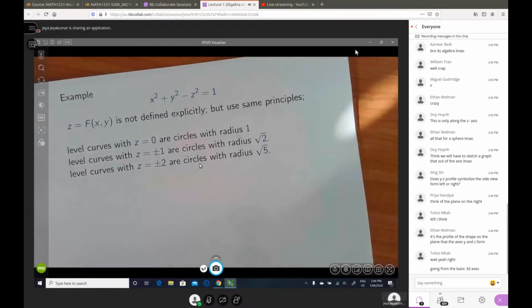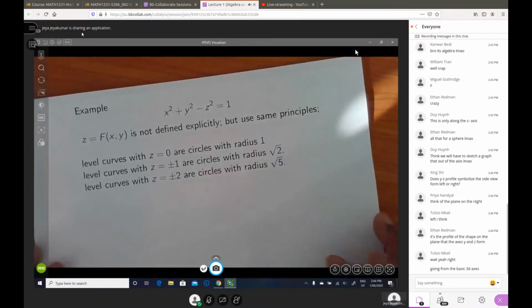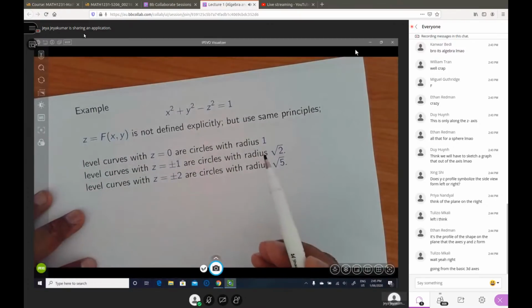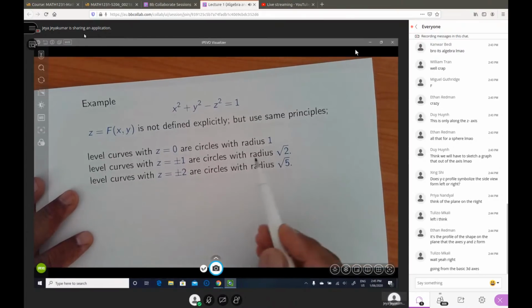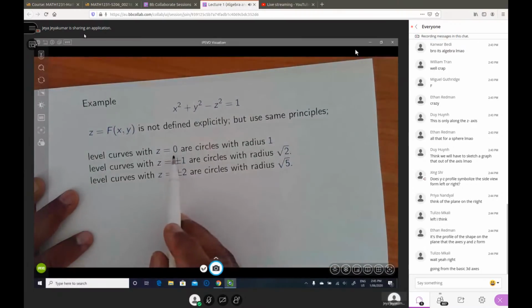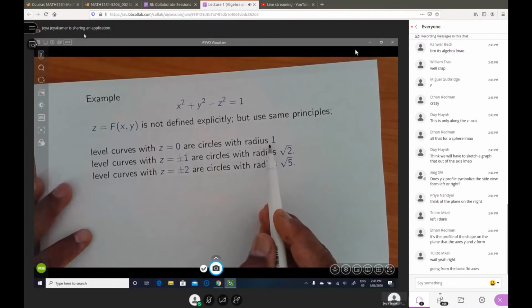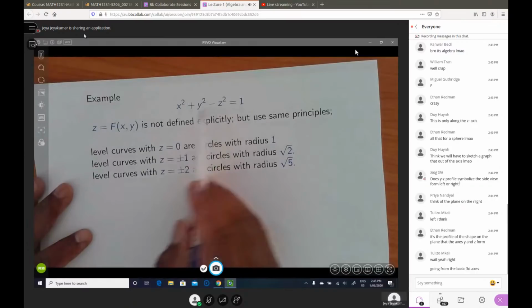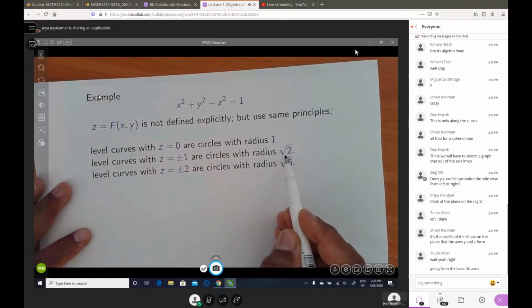All right, have a look at this third example: x squared plus y squared minus z squared equals 1. A slight change in the formula here. Again, note that it's not defined explicitly as a function of two variables. We have looked at many examples of sketching level curves. For example, the level curve for z equals 0: we substitute z equals 0 here, so x squared plus y squared is 1. That's a circle with radius 1, right? For z equal to plus or minus 1, x squared plus y squared is 1 plus 1, which is 2. Therefore, a circle with radius square root of 2.